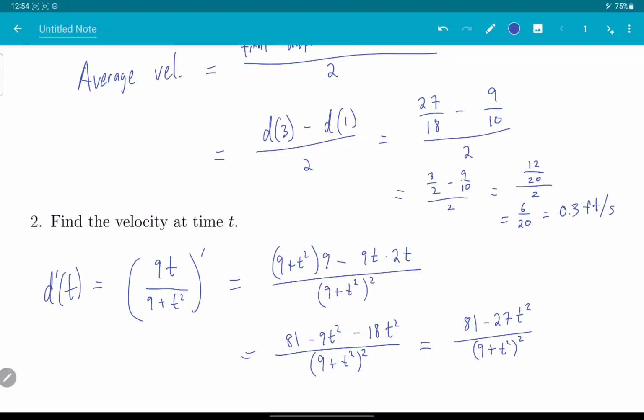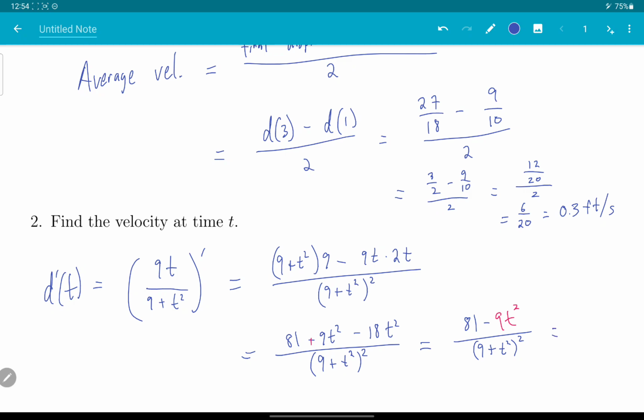I made a mistake. So what did I do? This right here should be a plus. So let's fix that. That should be a plus. Should be a plus there. And what does that do? It changes my t squared term on top to minus 9 t squared.